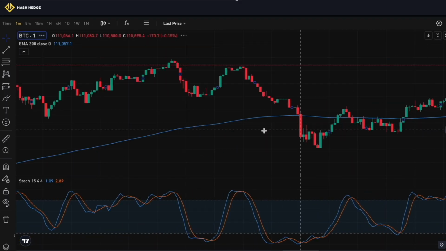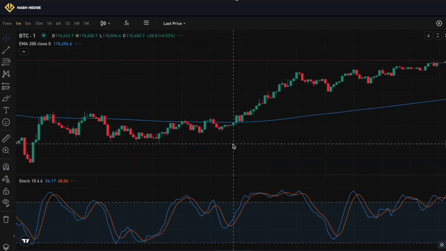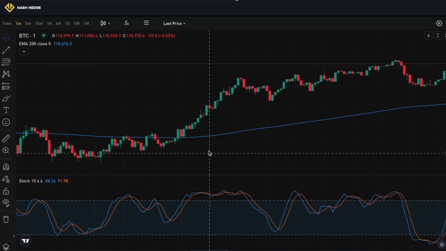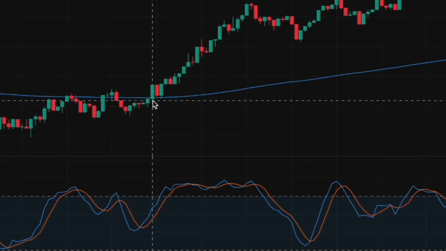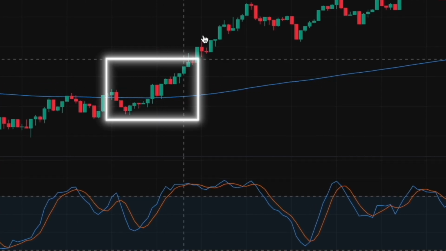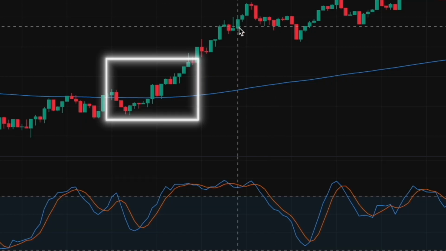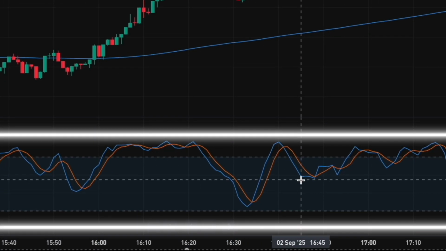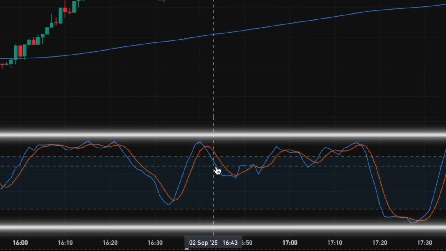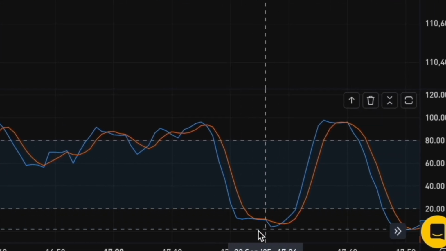Let's take just a random period to test the strategy. So let's start with this period. We now have the chart above the 200 moving average, which means that we will only consider upward signals. We are looking at the indicator and waiting for it to enter the oversold zone.